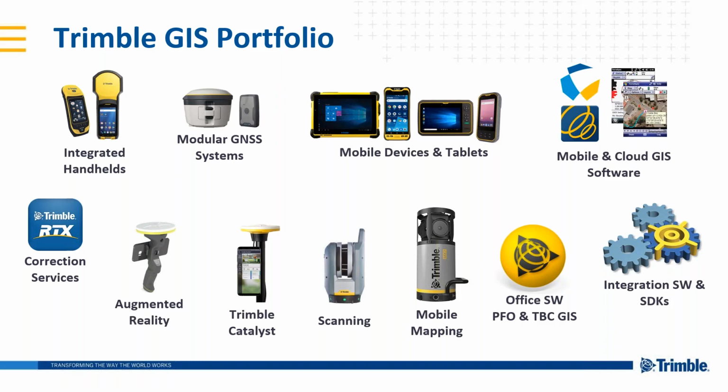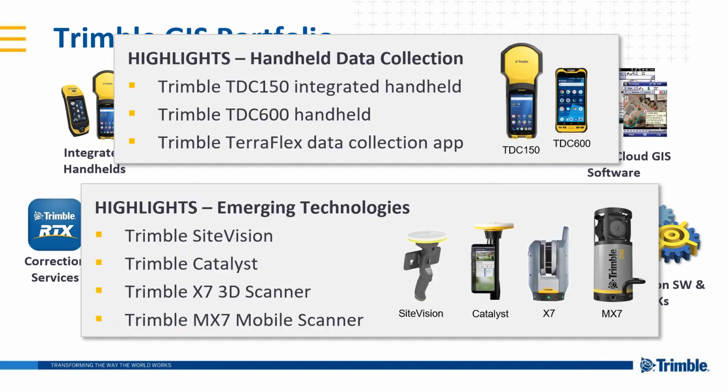Trimble Catalyst, which is offering GNSS positioning capability on your phone, sold via an on-demand subscription model. And then some of the other more rapid data collection technologies that I've already mentioned. But just some that I wanted to highlight for this audience. Firstly is the TDC 150. So that's an updated integrated handheld, which is our next generation flagship solution past the GeoExplorer product line.